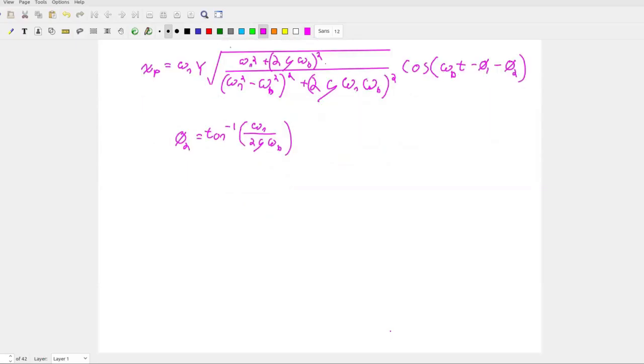So we can go back and redefine or reuse, however you want to say it, omega_b over omega_n as our good friend r. Before we had omega over omega_n, right? Because omega was our forcing function from the side. Now we have a base forcing function, and so we have omega_b on top. And this is the ratio that we care about.